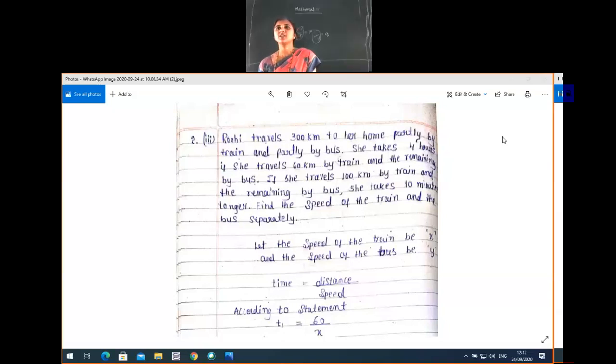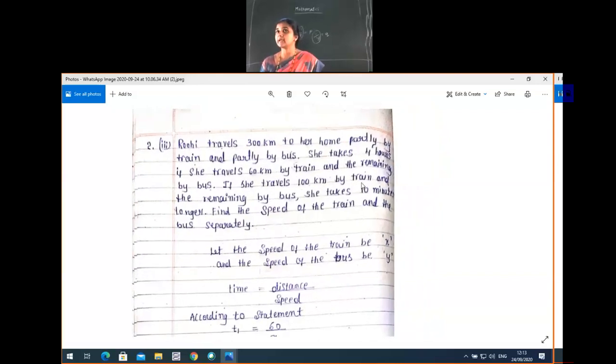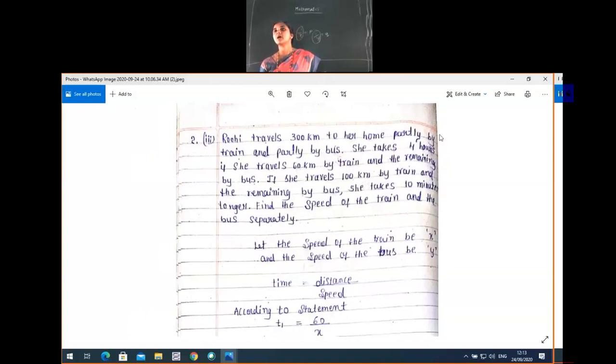240. So total 300 kilometer. Ruhi always travels 300 kilometer. So if she travels 60 kilometer by train and the remaining by bus, in the sense by bus only 240 kilometer. Okay. So next, second condition. If she travels 100 kilometer by train and the remaining by bus, now here the remaining is to be found.